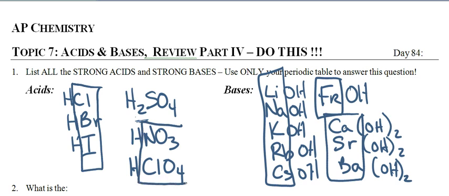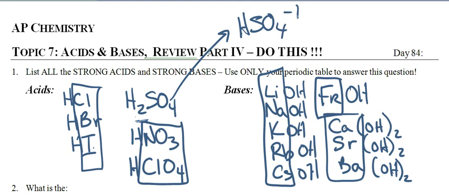But we really need to know these as our nonmetals. So chlorine, bromine, iodine, nitrate, perchlorate. And then with this sulfuric acid, actually it's HSO4 with a -1 charge.